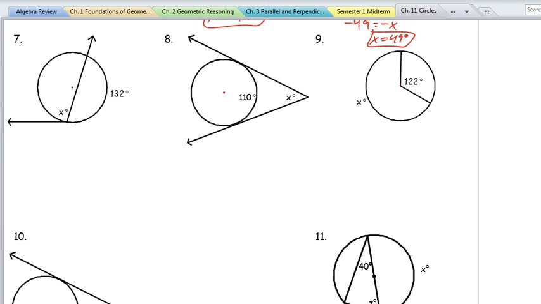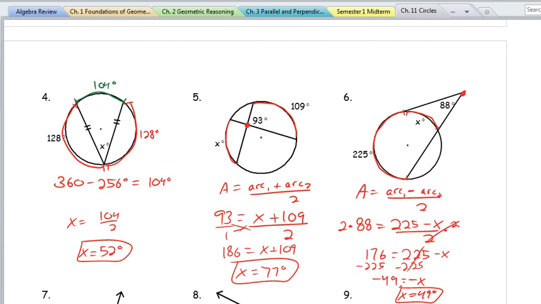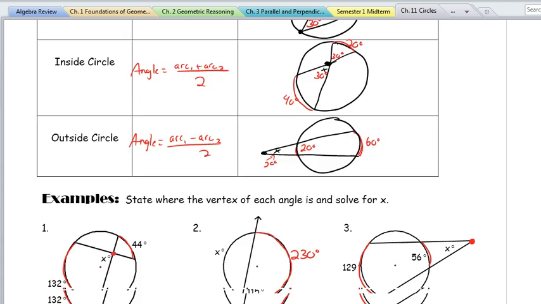A few more. Number 7. Again, identify the vertex. And the arc it's intercepting is actually right here. Okay. So the way we want to handle this one, we're given 132 degrees of the circle so far. So again, we know that 360 minus 132 is going to give you 228. Yep. So this is 228 degrees. Again, if you need to refer back, look up here, that inscribed angle is half.